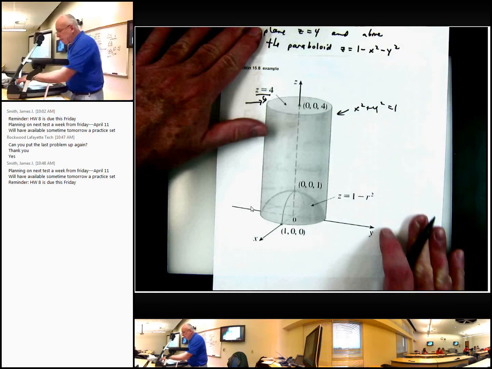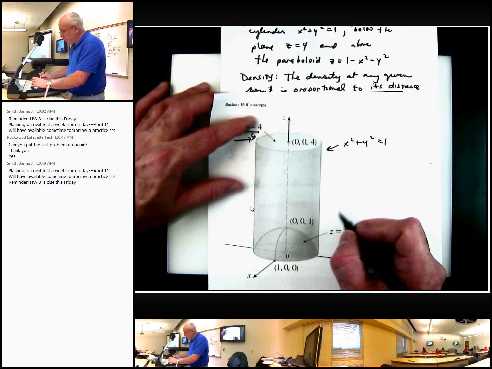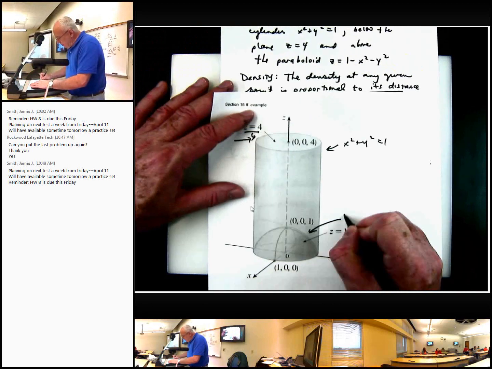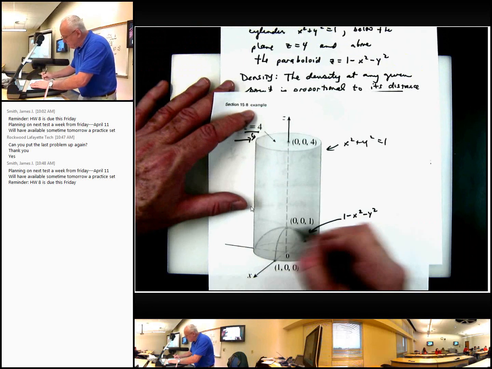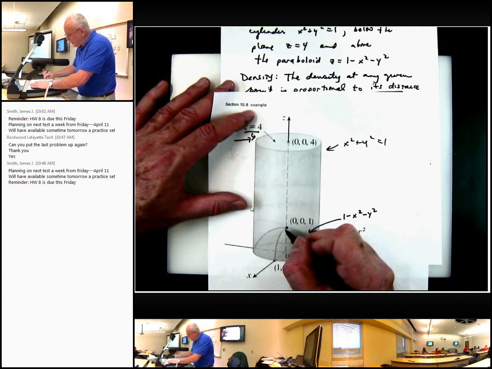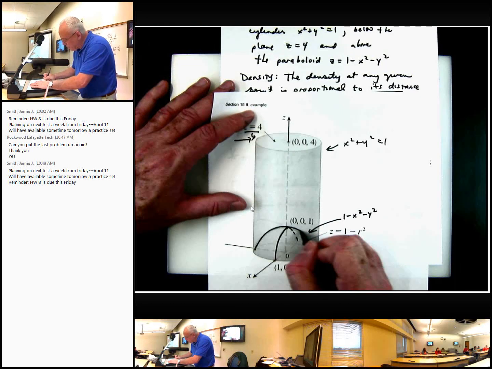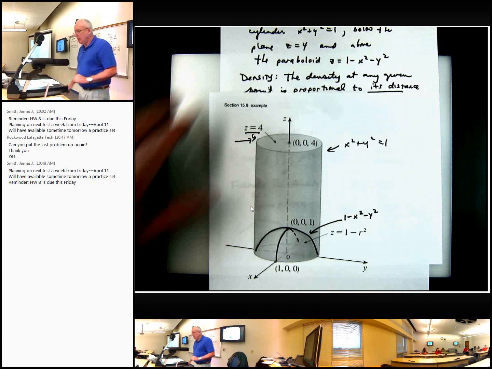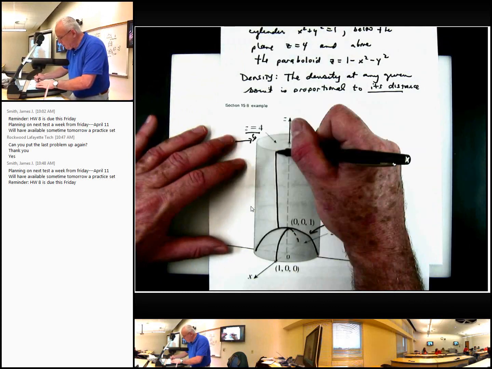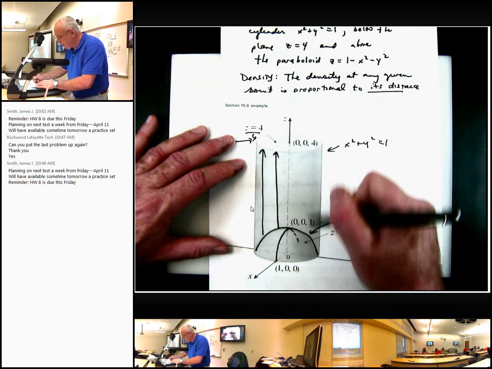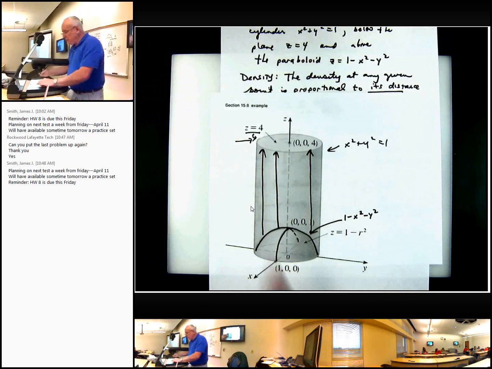And then we're told it's above the paraboloid 1 minus x squared minus y squared. Well, right here, this is 1 minus x squared minus y squared. When x and y are 0, it's 1. So it goes down, down, down like this. So what we are integrating over is between here and here. Okay? So we have our upper z.